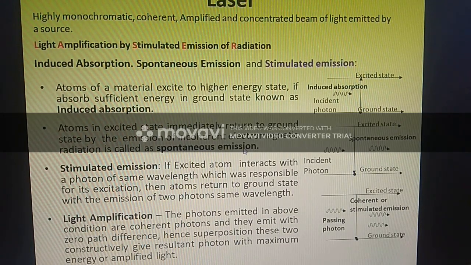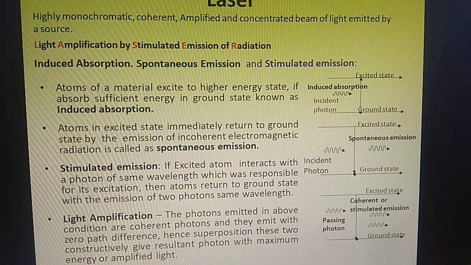Laser: a highly monochromatic, coherent, amplified, concentrated beam of light emitted by a source. You know this one. This is highly concentrated; you can even see it in sunlight. The meaning of laser is light amplification by stimulated emission of radiation.